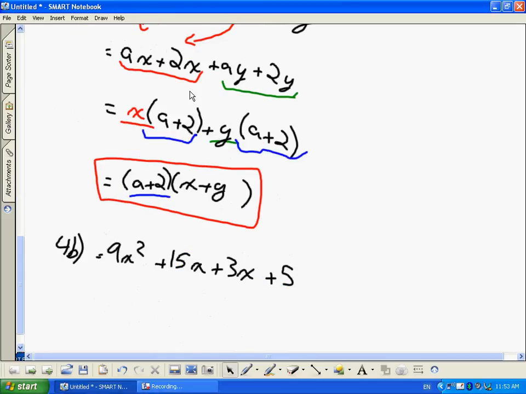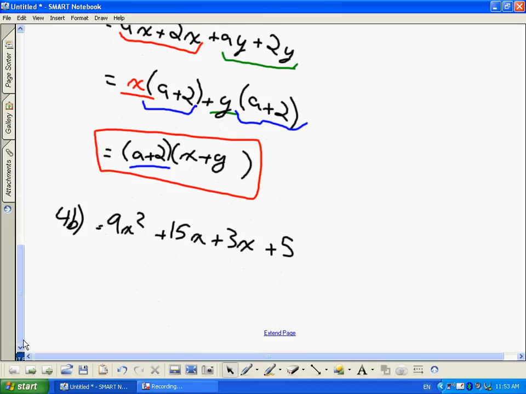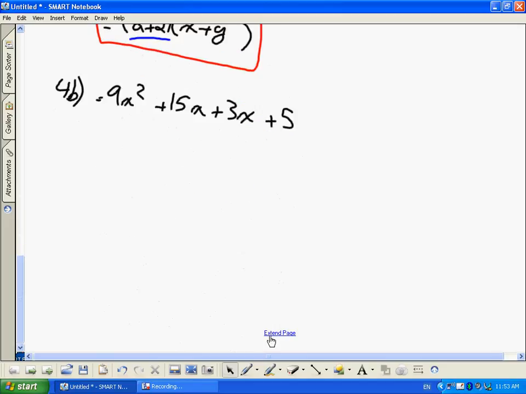Okay, here's question 4b. Question 4b, we have 9x squared plus 15x plus 3x plus 5. I need you guys to start to recognize when I can take common factors out of pairs. So I'm going to look at my first pairing. 9x and 15x. Well, I know that I can take out 3, and I can take out an x. We have x squared and an x, so I can take out at least one x, and I take out the number 3. So I know I have a common factor of 3x.